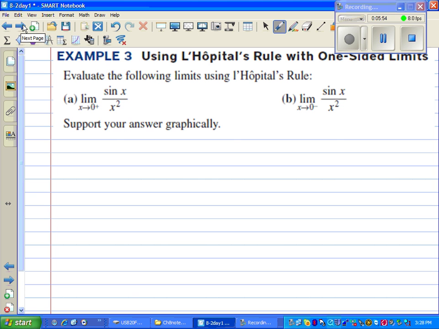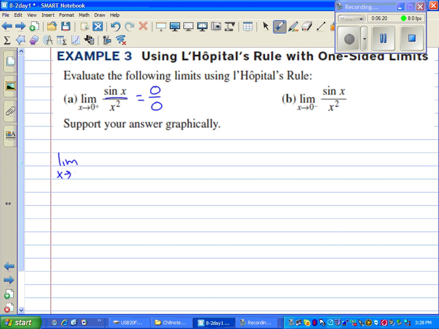In example 3, we're using L'Hopital's rule with one-sided limits. It says, evaluate the following limits using L'Hopital's rule. In A, we have the limit as x approaches 0 from the right of sine of x over x squared. If you plug 0 in for sine of x, you get 0. Plug 0 in for x squared, you get 0. There's your indeterminate form. So this would produce 0 over 0. So let's take the derivative.